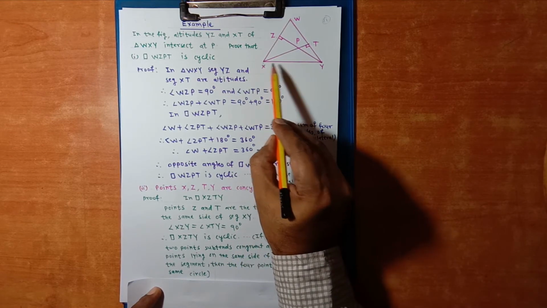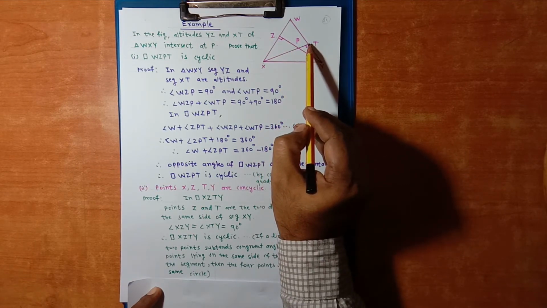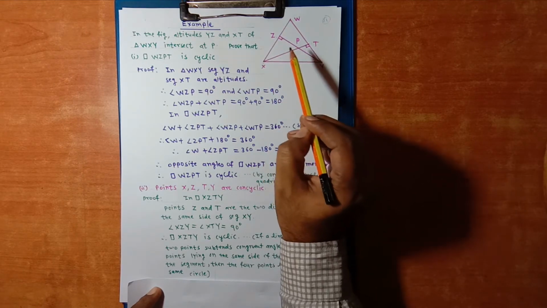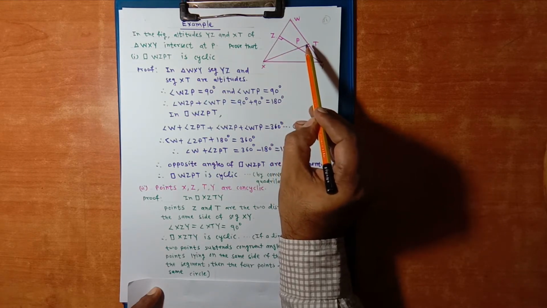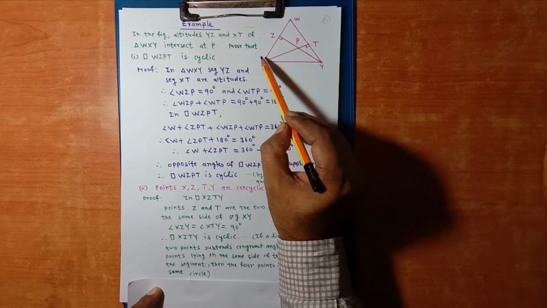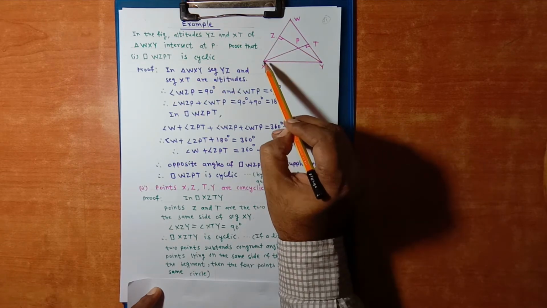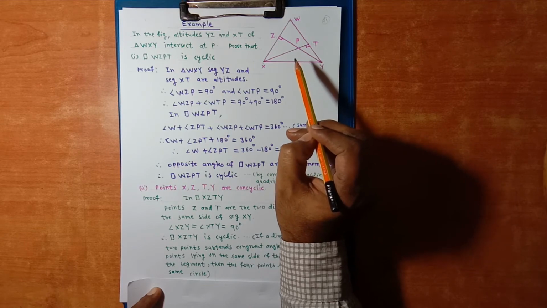Here segment XY is shown. Point Z and point T are on the same side of line segment XY. Measure of angle XZY is 90. Measure of angle XTY is 90. Both these angles are congruent. Therefore, quadrilateral XZTY is cyclic. Points X, Z, T, Y are concyclic, means they lie on one circle.